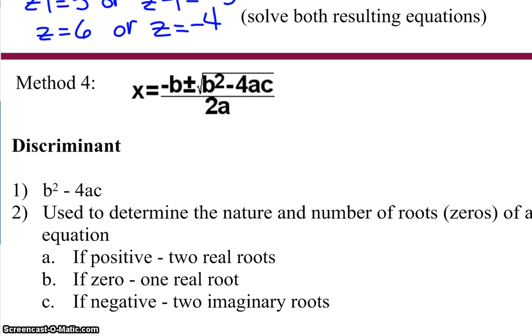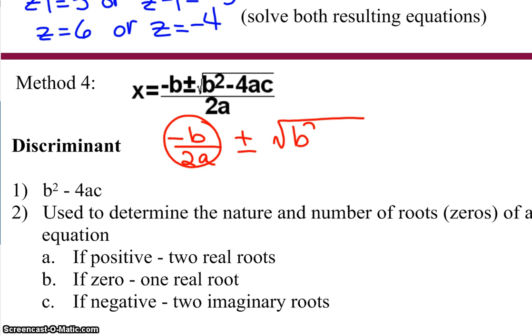It is actually x equals the quantity of negative b plus or minus the square root of b squared minus 4ac, all over 2a. Now, this has a couple of parts to it. One part is negative b over 2a, which you may remember as how you find the x value of the vertex in a quadratic equation. Then there's a plus or minus, and the other part is the square root of b squared minus 4ac, all over 2a.